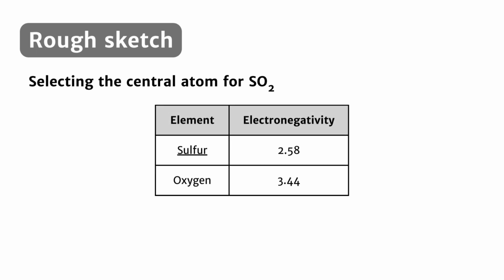When determining the central atom for SO2, prioritize placing the element with the lower electronegativity at the center, with sulfur having an electronegativity of 2.58 compared to oxygen's 3.44, favor sulfur due to its lower value. Consequently, for the initial sketch of SO2, position sulfur in the center and arrange 2 oxygen atoms on either side.